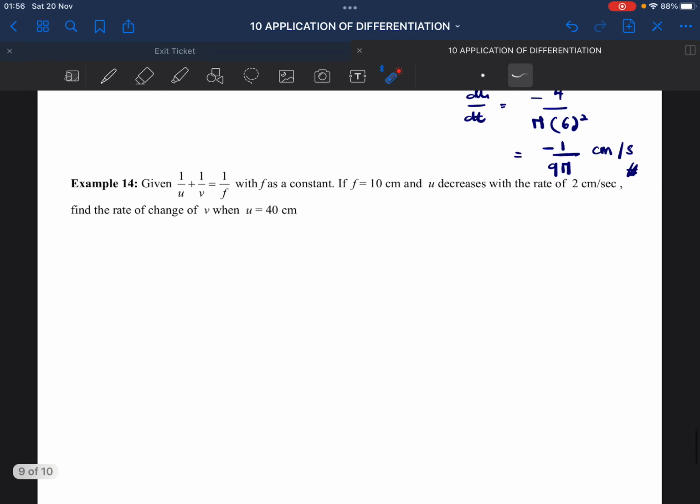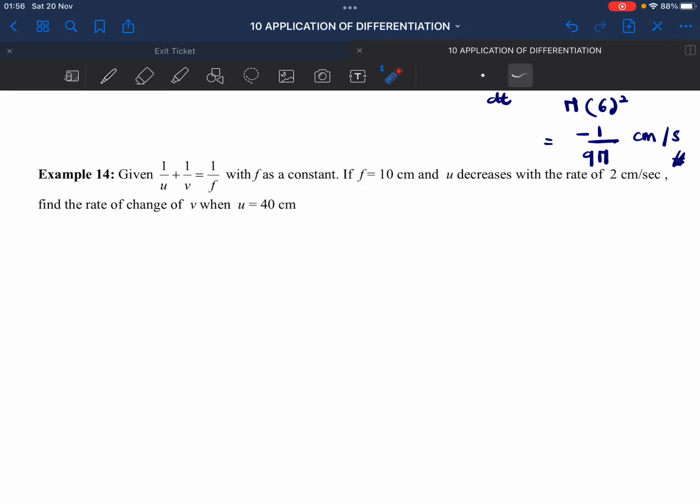Okay, let's try one more question here. We are given 1 over u plus 1 over v equals 1 over f, with f as a constant. If f equals 10, the question already said that f is a constant, so we just substitute: 1 over u plus 1 over v equals 1 over 10. Okay, and u decreases at the rate of 2 meter per second. So the question gives us that u decreases with the rate, that means du over dt equals -2.